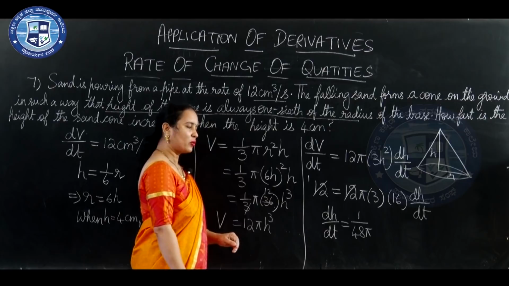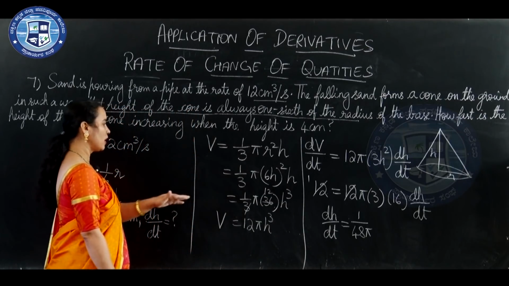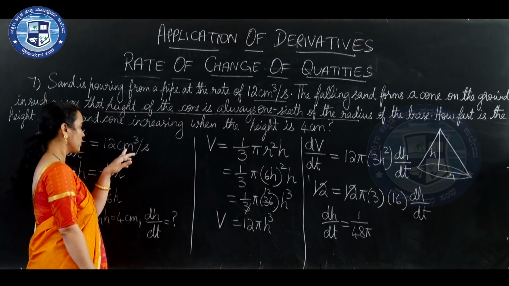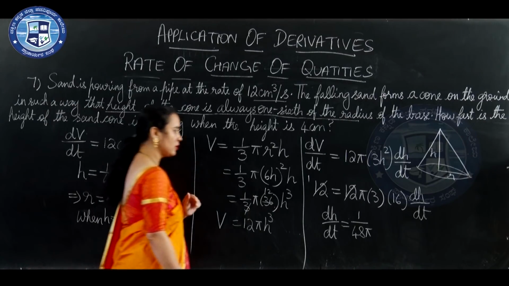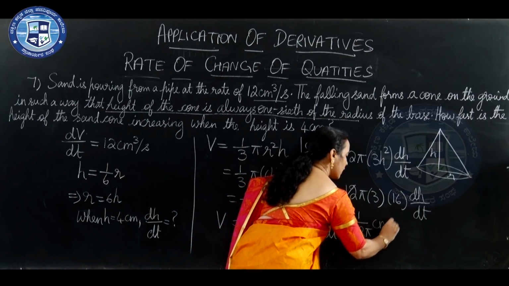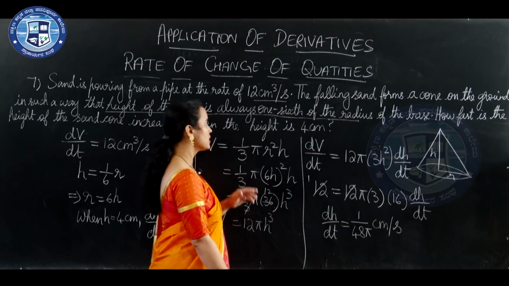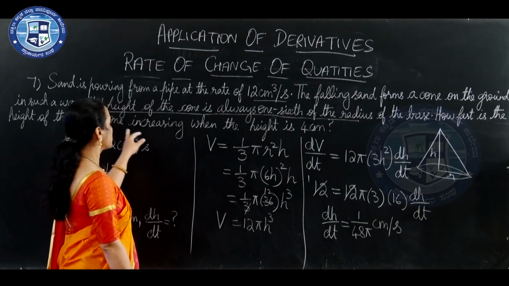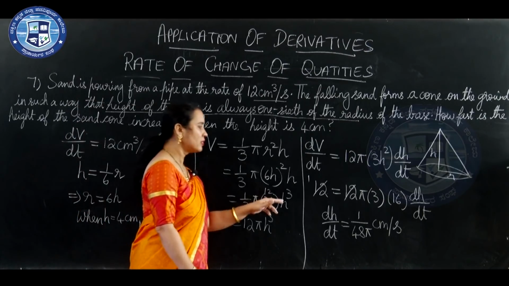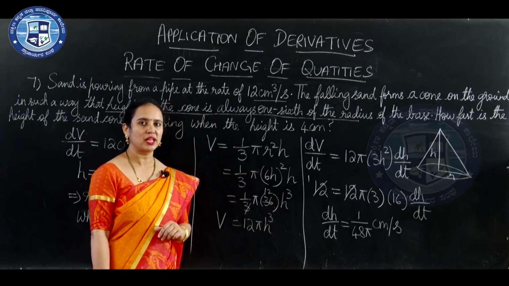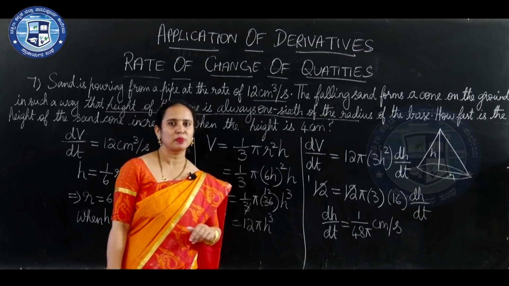Now let's check the units. Change in height with respect to time, so it will be centimeter per second. So dH by dt is equal to 1 by 48 pi centimeter per second. So height is increasing at the rate of 1 by 48 pi centimeter per second.